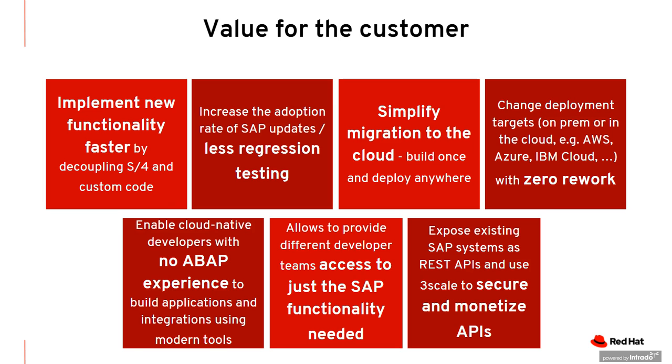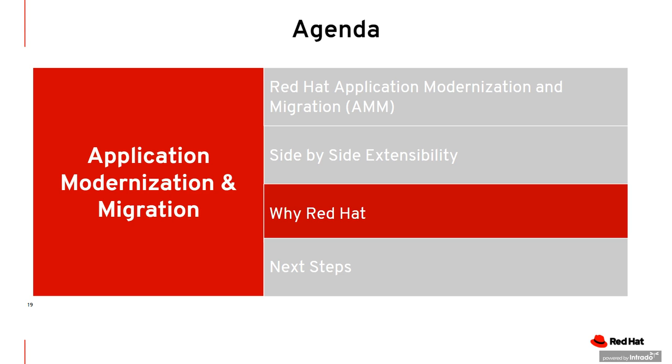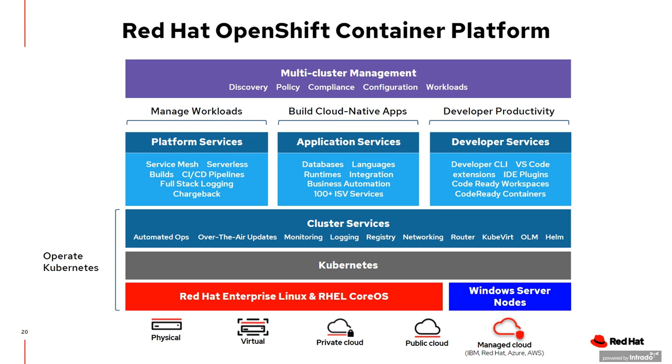Why Red Hat? Well, first of all, the best thing to remember is our solution environment, which is OpenShift. OpenShift is the culmination of Red Hat's continuous investment in the platform and also in Kubernetes. On top of Kubernetes, the core platform cluster services are three main areas of the product. They include platform services for managing workloads, including service mesh, serverless, pipelines, logging, and chargeback.